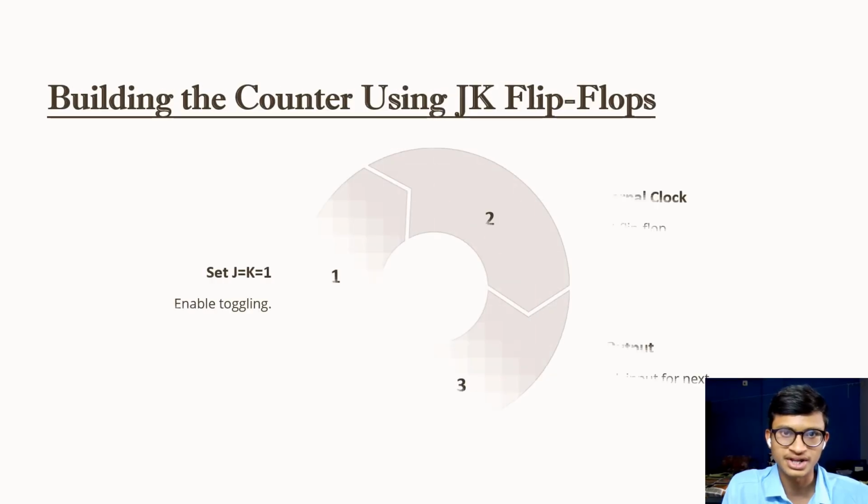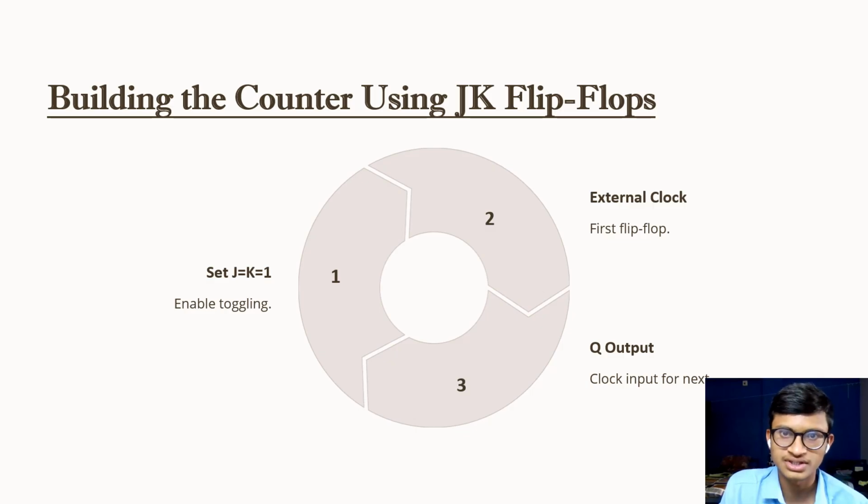To make this counter work, first we set J and K to 1 in all flip-flops. This makes sure they toggle, which means they switch between 0 and 1 every time they get a clock signal. Next, we connect the external clock to the first flip-flop. Next, the output Q of each flip-flop is used as the clock input for the next one. This creates a ripple effect, in which each flip-flop triggers the next. This design is simple and easy to build, and if we want a bigger counter, we can just add more flip-flops to make an 8-bit or even 16-bit counter.